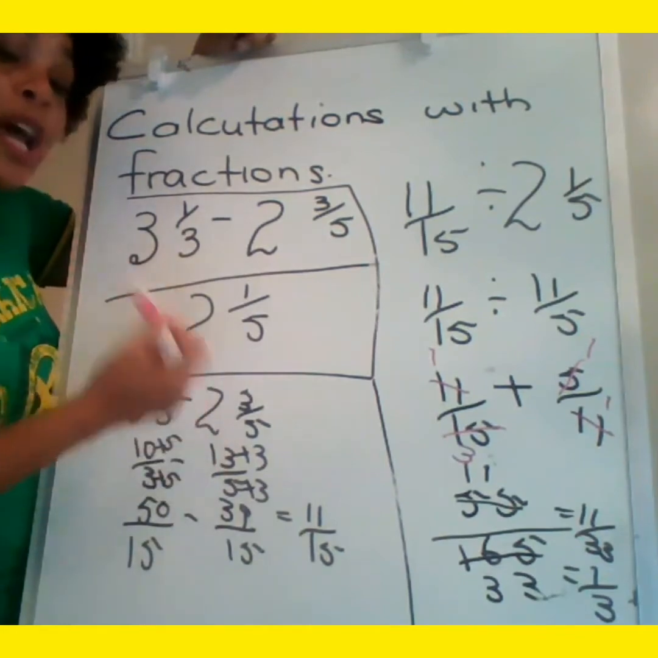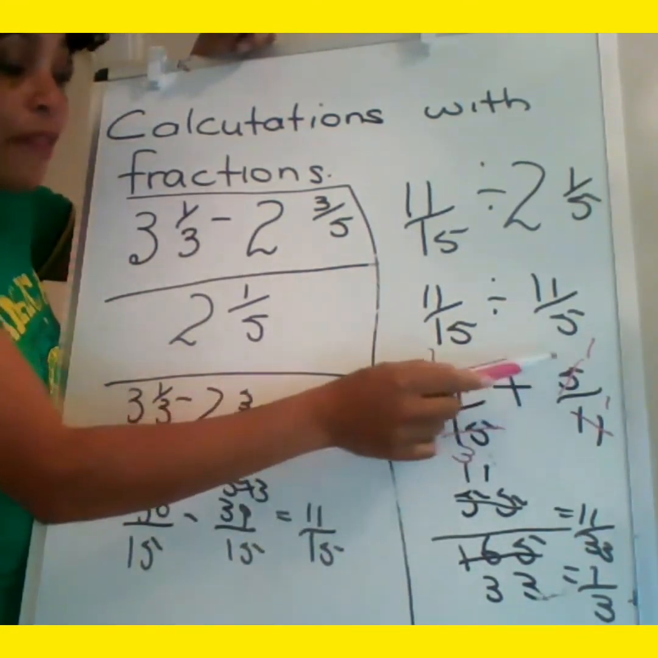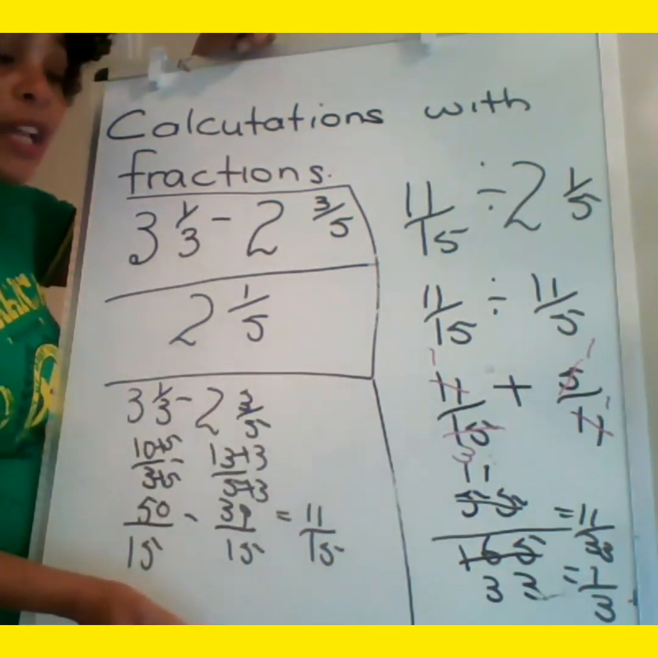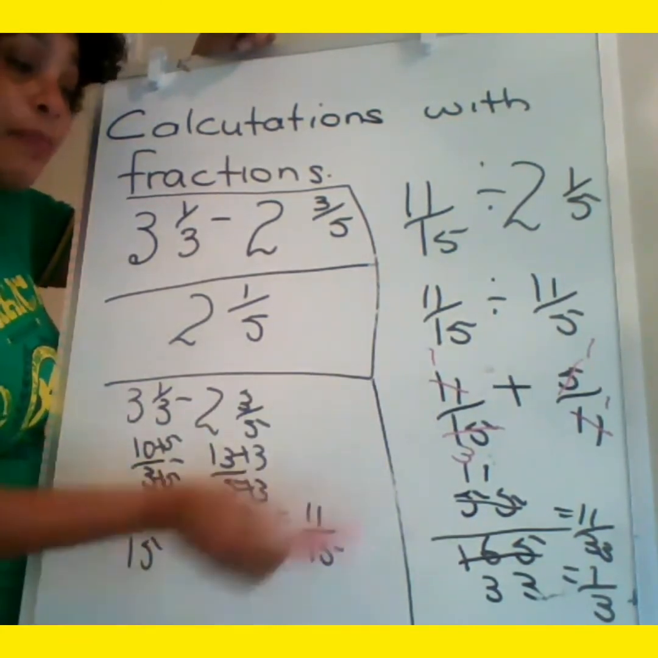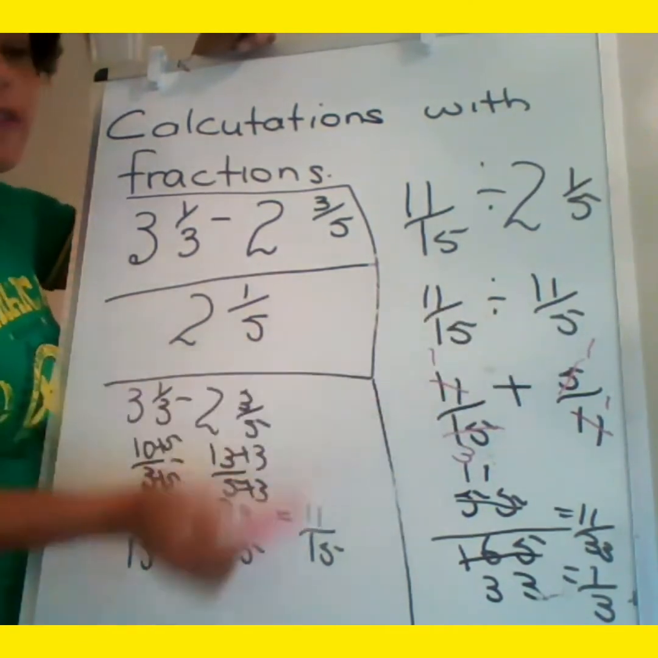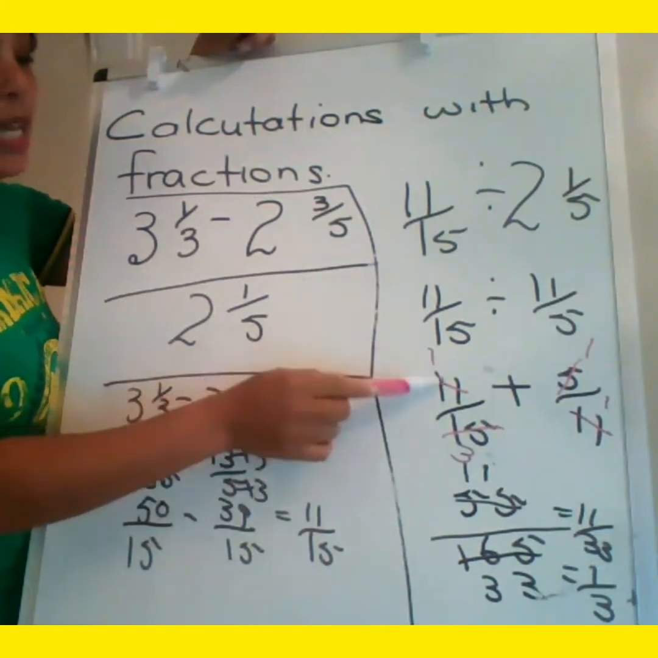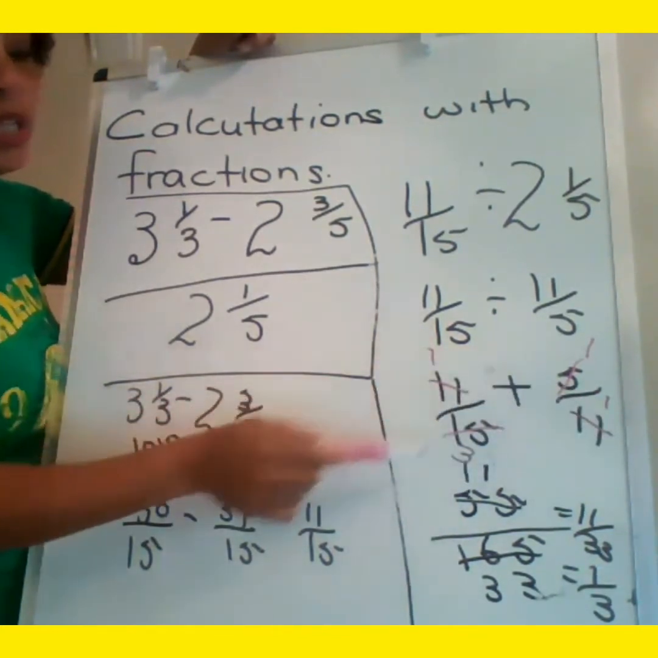Or we could make our life easier by looking, can this be canceled down? Here we have a top number and a bottom number that we can find numbers that can cancel them. 5 can go into that, 5 can go into that. 5 into 5, 1, 5 into 15, 3. 11 can go into that, and 11 can go into that. 11 into 11, 1, 11 into 11, 1.